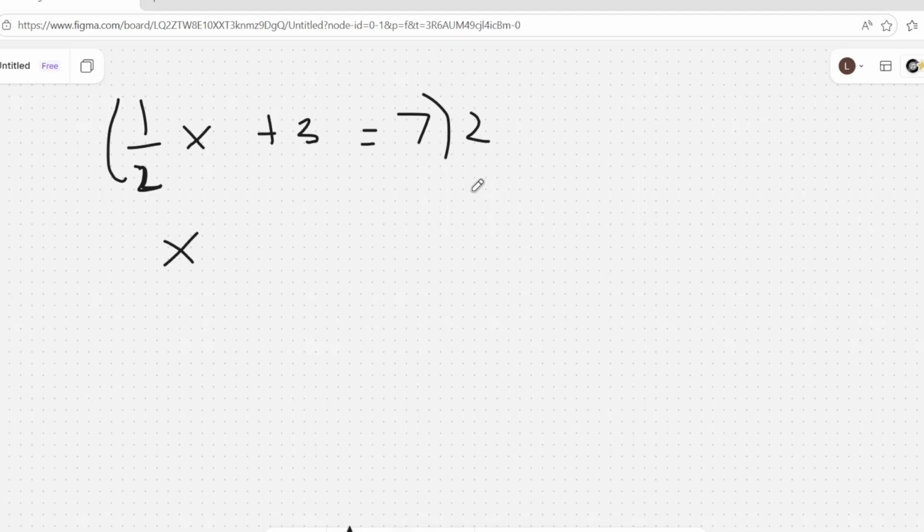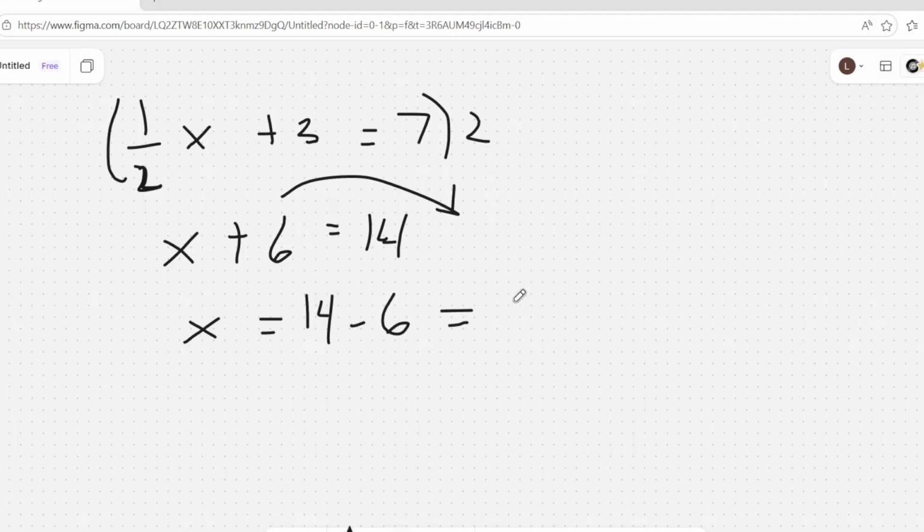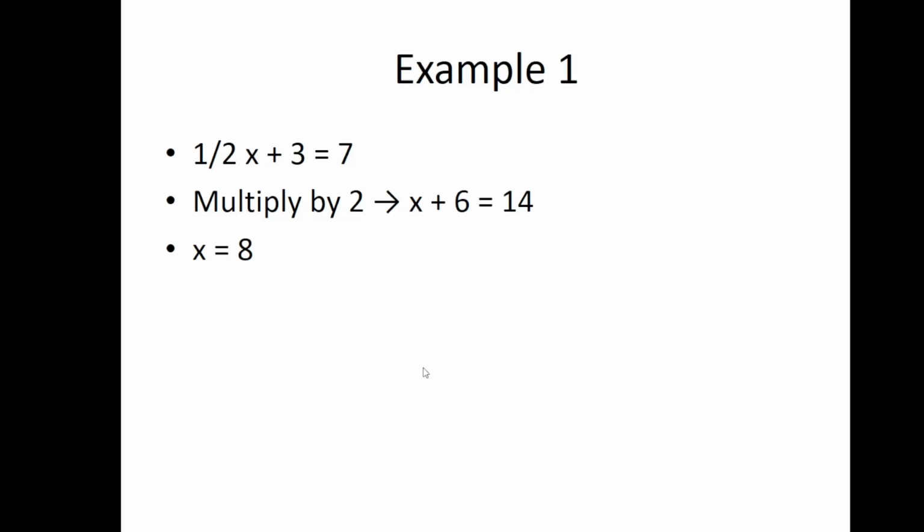And then we need to distribute 2 to all the terms in the equation. So 3 times 2 is 6 and 7 times 2 is 14. By transposing this 6 to the right side, x will be equal to 14 minus 6, which is equal to 8, just like in our example. So we already solved it: x equals 8. It's not really that hard. If you are able to manipulate the equation, we will be able to solve it.